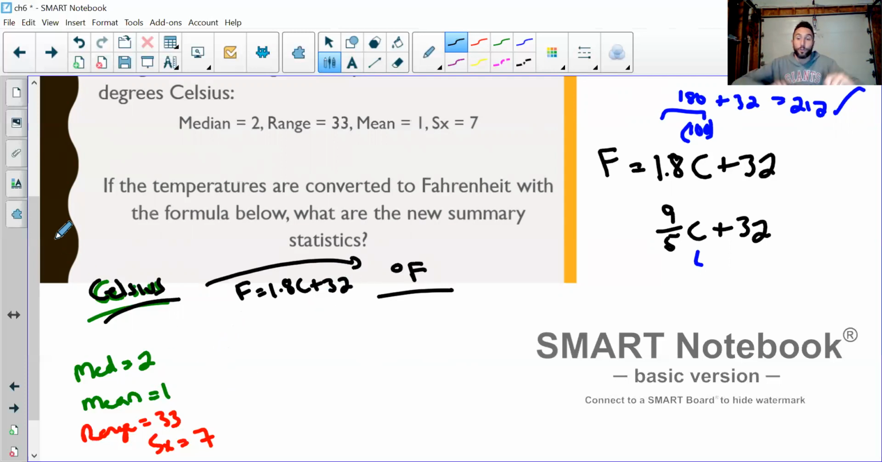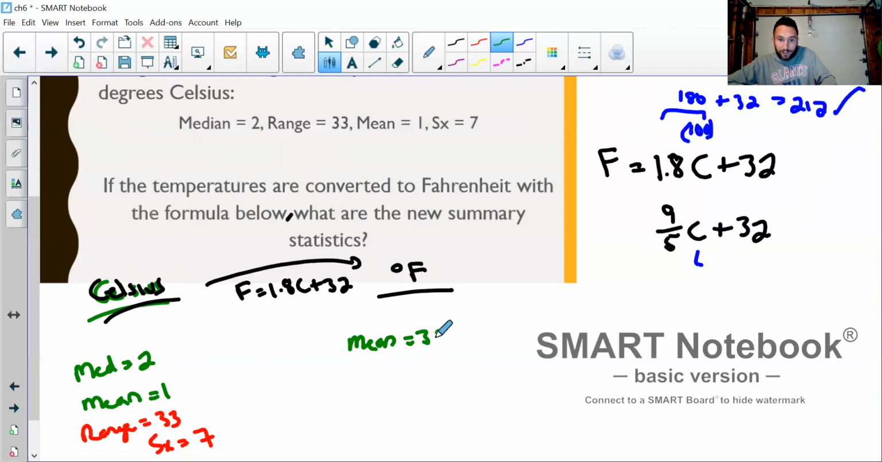So your challenge: pause the video. Using that equation, can you tell me the new median in Fahrenheit, the average temperature in Fahrenheit, the range and standard deviation of temperatures in Fahrenheit? And I bet, because you've unpaused it now, I'm going to see a lot of this. The new mean, 35.6. The new median, 33.8.